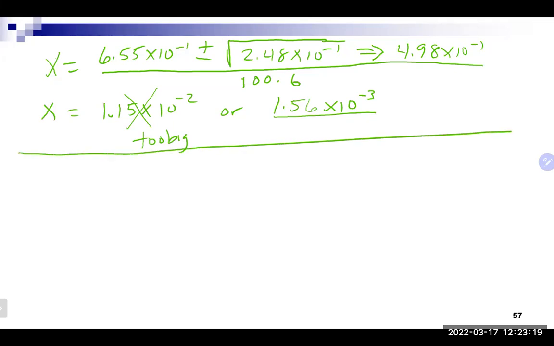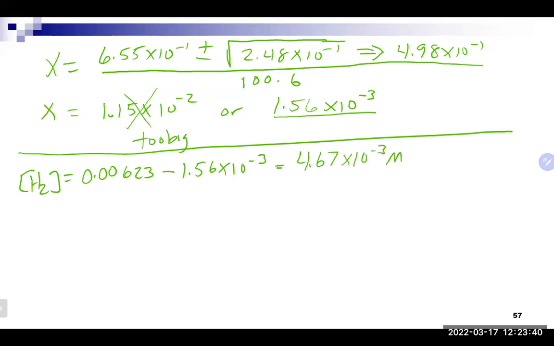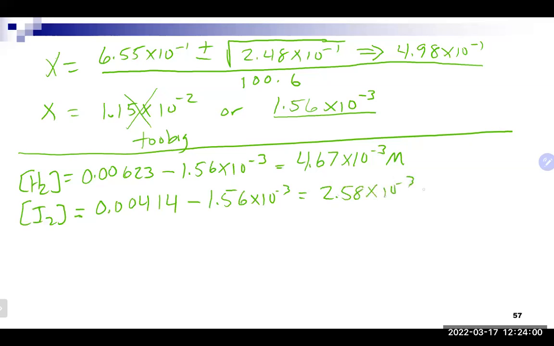So our equilibrium concentration for H2 was 0.00623 minus x, so 1.56 times 10 to the minus 3. That is going to get us 4.67 times 10 to the minus 3 molar. Our I2 in this case, going back to the equilibrium line, was 0.00414 minus x, which would obviously be our x value here. And that would yield us a 2.58 times 10 to the minus 3 molar.